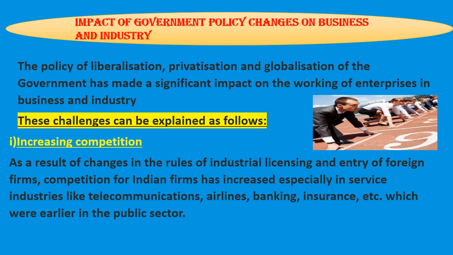So the first one: with liberalization, privatization, globalization, there were a lot of important changes in the government, which affected business and industry. With the increasing competition from Indian firms, what happened? The auxiliaries of trade were affected. That is, the service sector industries, banking, insurance, telecommunication, were all affected, and there was increasing competition from one company to the other.